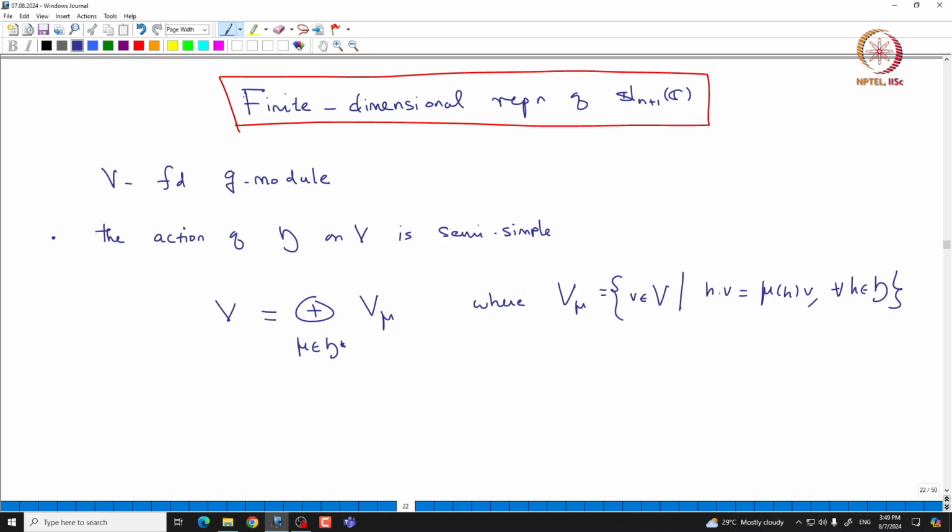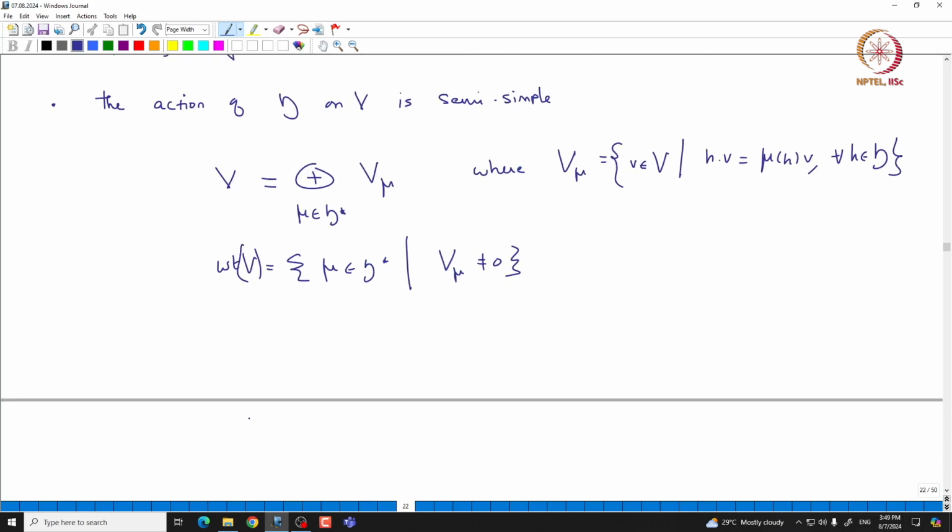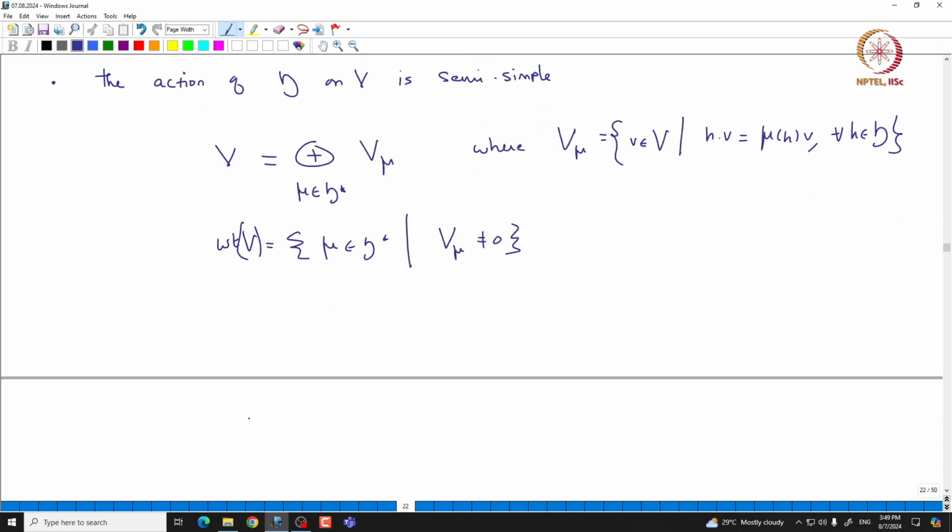We also have the weights. The weights of V are defined to be those mu in H star such that the weight space corresponding to that is non-zero. Note that in the adjoint representation, the set of weights is invariant under the action of S_{n+1}, which we have observed. Very similar to that, S_{n+1} indeed acts on the weights of V for any finite dimensional representation. This can be proved using SL2 theory.